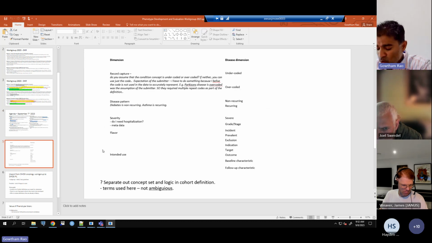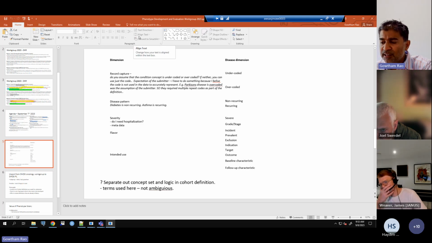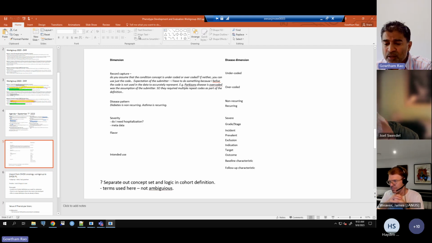Given a cohort that has been submitted to the OHDSI Phenotype Library, you and Christian worked on what was termed as dimensions or use cases. Some of the words that Christian talked about were undercoded, overcoded, non-recurring, recurring, severe, incident, prevalent, and many other things. We tried to capture it, but then we felt there's some ambiguity here, and we need to work on terms. We like the idea. We just need to make sure that it is clearly defined before we can go about it.